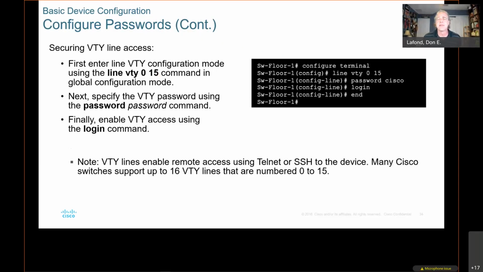Now the command to configure a password on a virtual line is configure terminal, get into global configuration mode. Once you're in there, you type line VTY 0 to 15, and then you're in config line, and then you want to type password Cisco. That sets the password of Cisco for each of these VTY lines, and then login, and then end to get out of that.